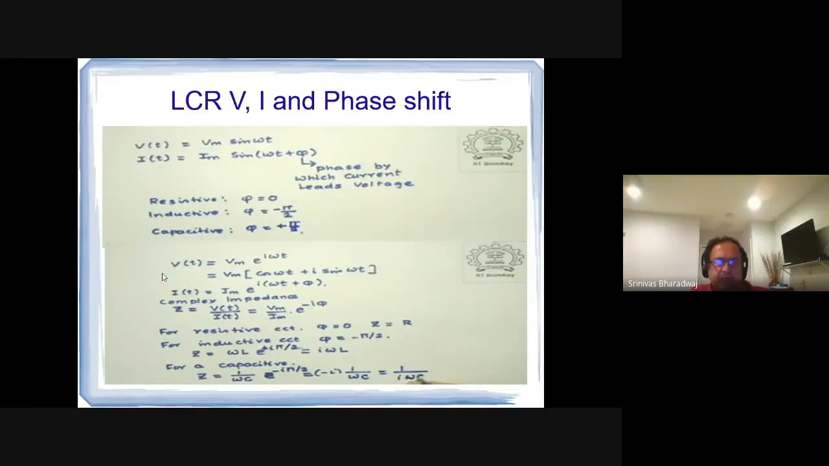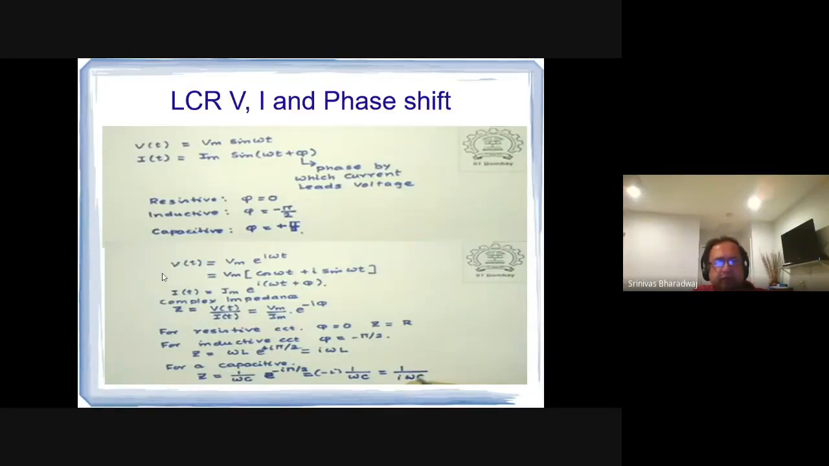Now, the pure LCR we will look at a little bit, but also the other circuits. Okay, now we then introduce this concept called the impedance. The impedance is the ratio of V of t by I of t, right?